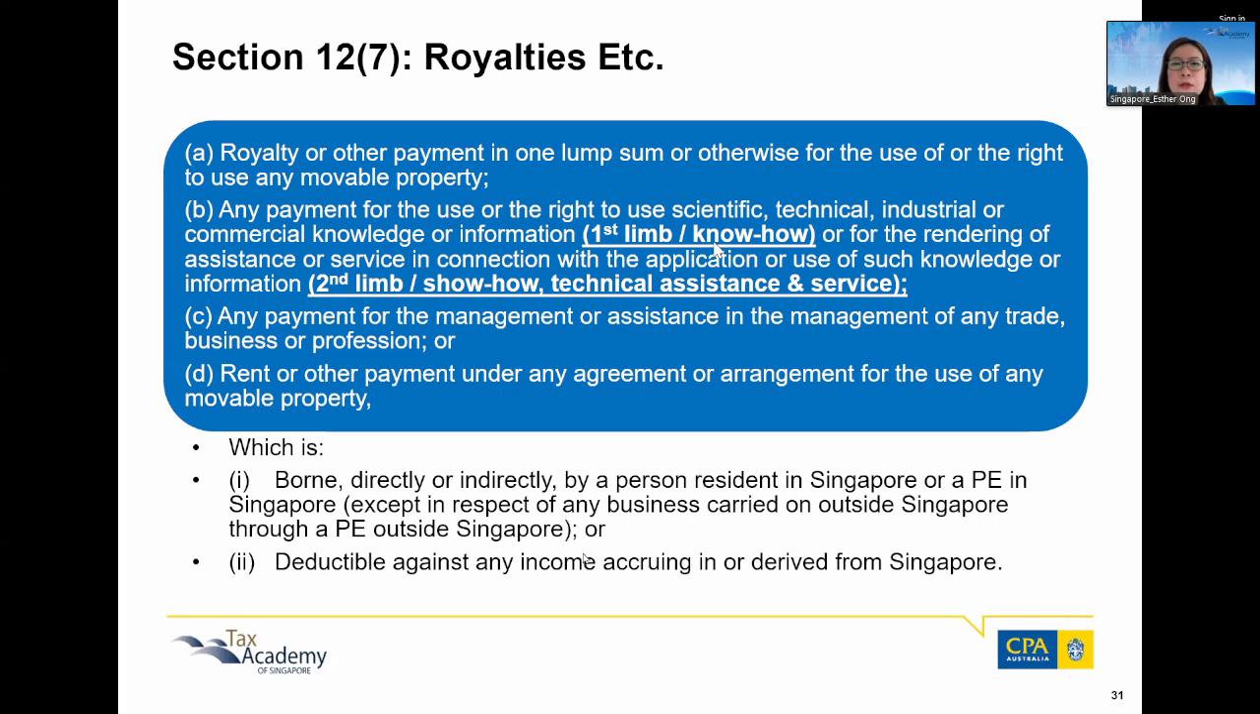Candidates may not bring in any of your learning materials into the exam except the Singapore Income Tax Act and the Singapore GST Act. It is not compulsory for you to bring the Acts into the exam room, so it's optional.